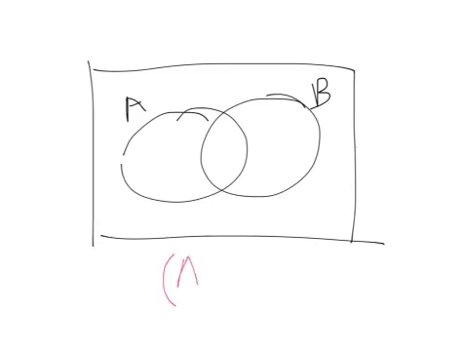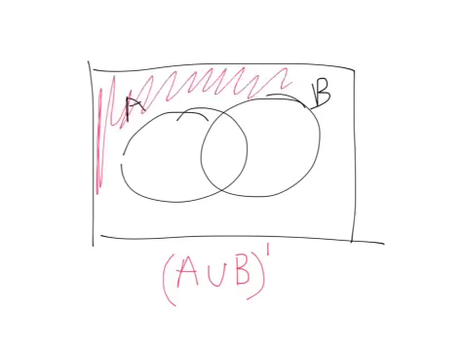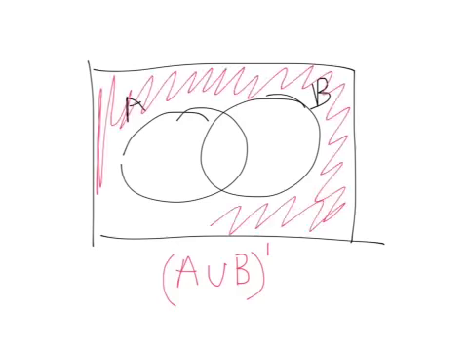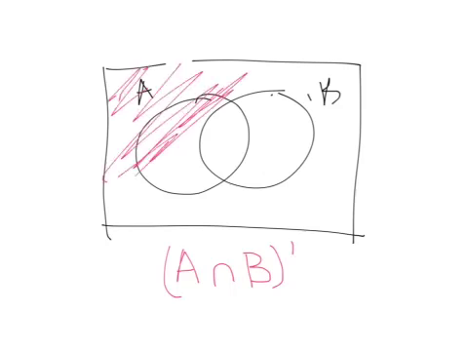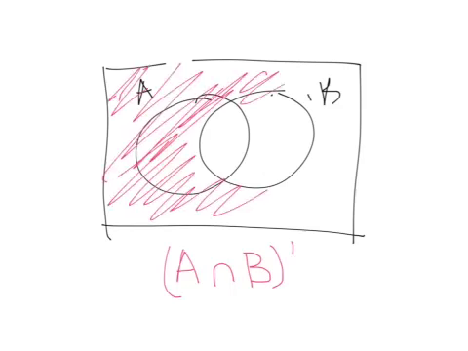Or we could have not A or B. That means not, so not A or B is everything outside of our two events A and B, so everything in the rest of the box. And then if we want not A intersection B, that just means we don't want that bit in the middle, so everything outside that middle slice.